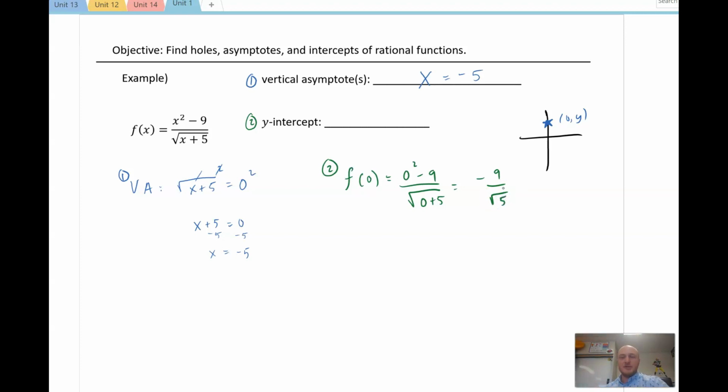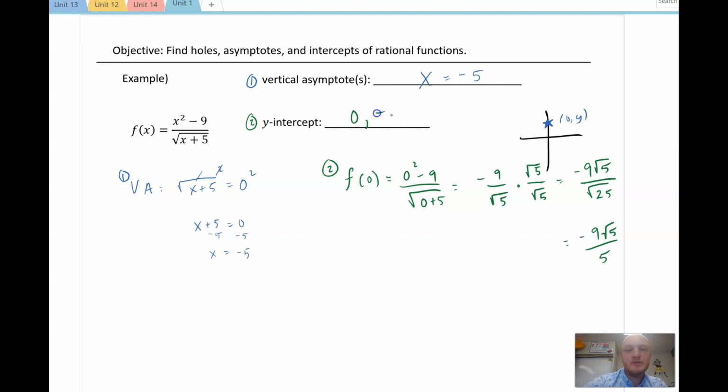Normally that would be good enough, but remember, I have a radical in my denominator. I don't want a radical in the denominator, so I have to rationalize the denominator. I'm going to multiply top and bottom by the square root of 5. When I do this, we get negative 9 times the square root of 5 over, and the square root of 5 times the square root of 5 is the square root of 25, which gives us negative 9 root 5 over 5. So there is your y-intercept, 0, negative 9 root 5 over 5. And that's your answer.